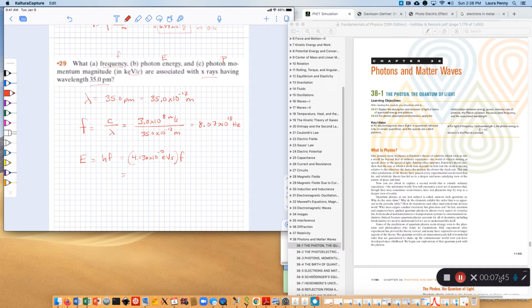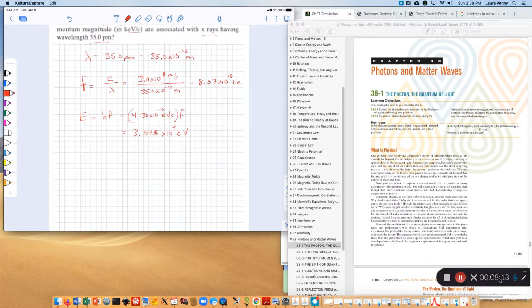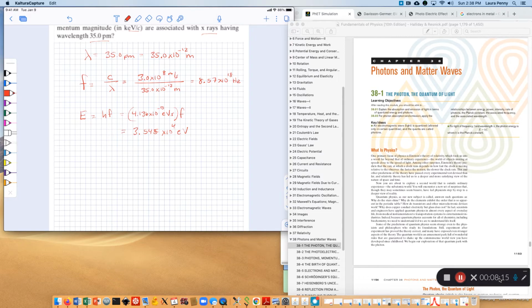Nope, I didn't multiply that. Times 8.57 to the 18th. I end up with 3.5445, I think, actually, times 10 to the 4. That's electron volts. That's a huge amount of energy for one particle to have.